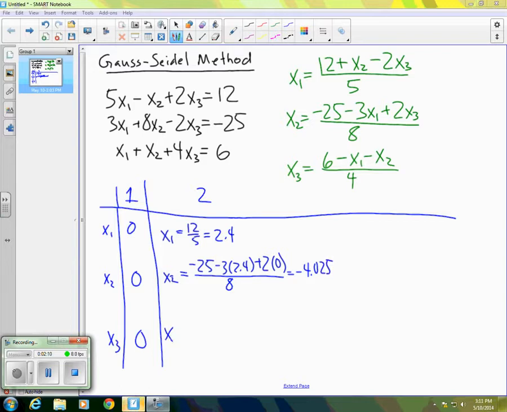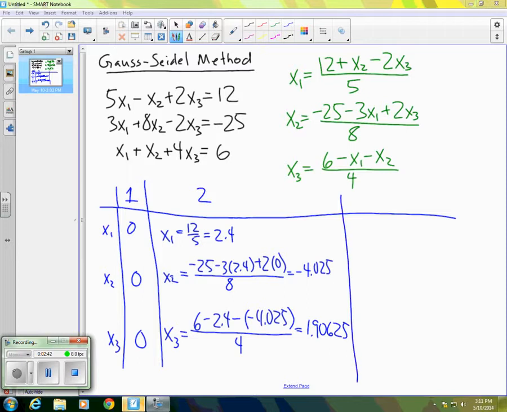Now for our second x3, we again use our equation above and to the right, but we use the most recent values we have for x1 and x2. So we have 6 minus 2.4 minus negative 4.025, and that's all divided by 4. That comes out to be 1.90625. So those are our second values.